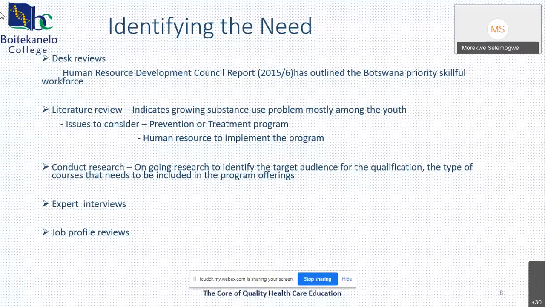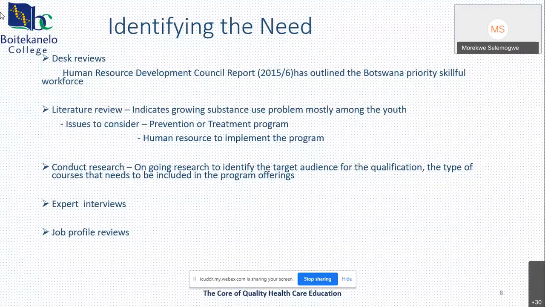Sorry about that. So I was still going on about deciding whether to go for prevention and treatment. You would have to consider a few factors in terms of which program particularly you will be focusing on, or whether it will be a combination of such.